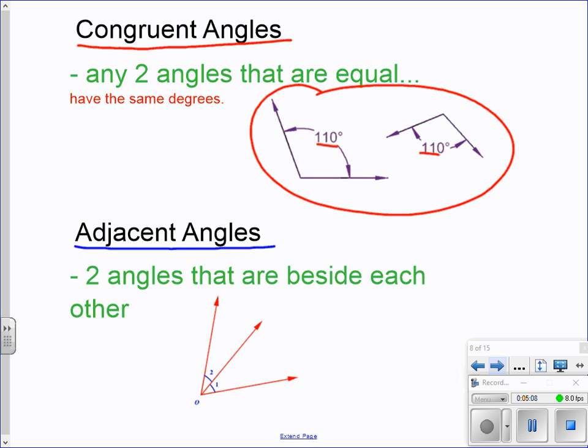Adjacent is the other word. Adjacent is, again, a fancy word that just means that they are right beside each other. So as you can see in this diagram here, two angles actually share one of the rays. This center ray is shared between both angles, and they are directly beside each other. So those are called adjacent, if you're right beside.